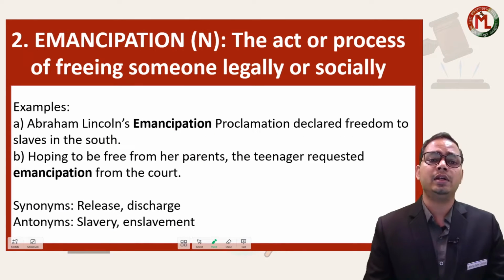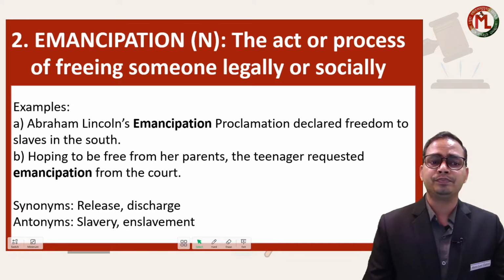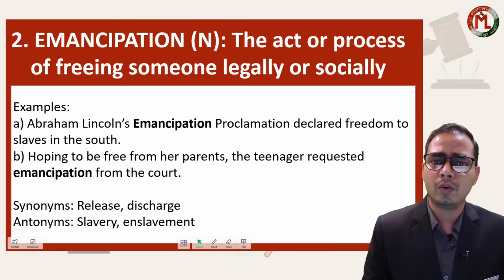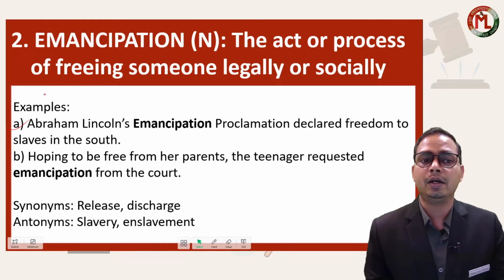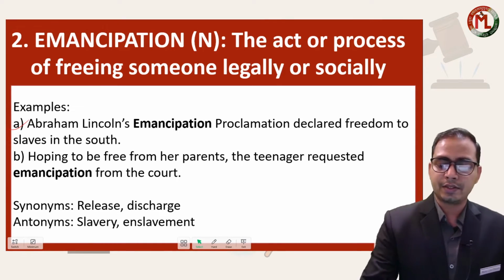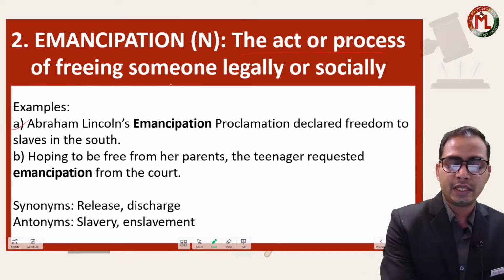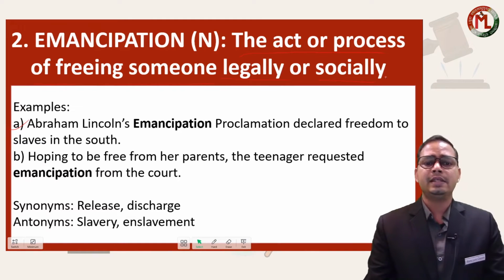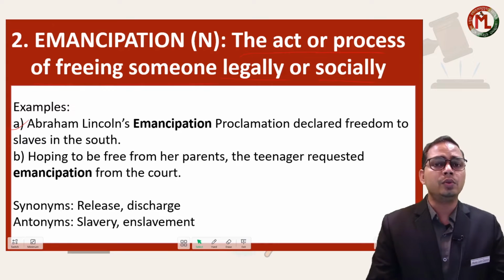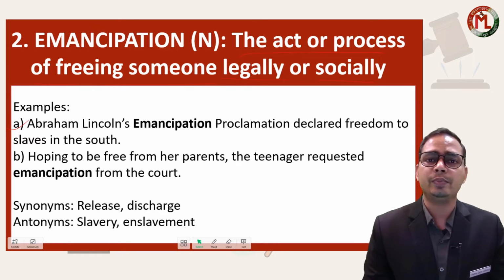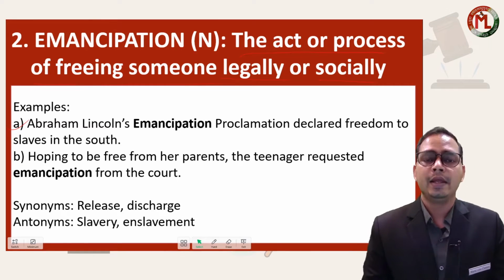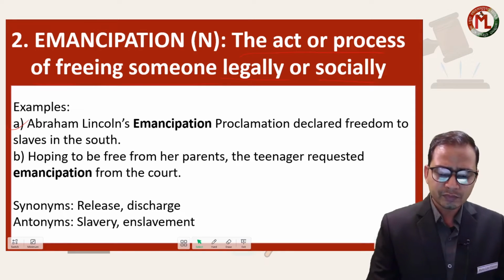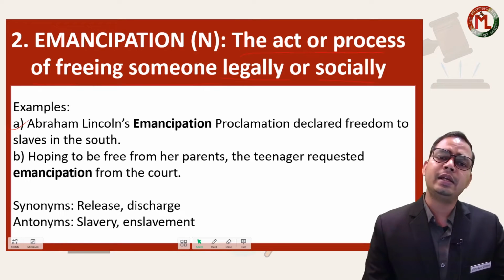The second word in the list is emancipation. You must have heard this word earlier in history. This is a very good statement to support that idea: emancipation, the act or process of freeing someone legally or socially. As you know, we have also been slaves of English people and Mughals. So emancipation means the act of process of freeing someone. We were freed in 1947. Similarly, in the whole world too, these things must be going on somewhere.